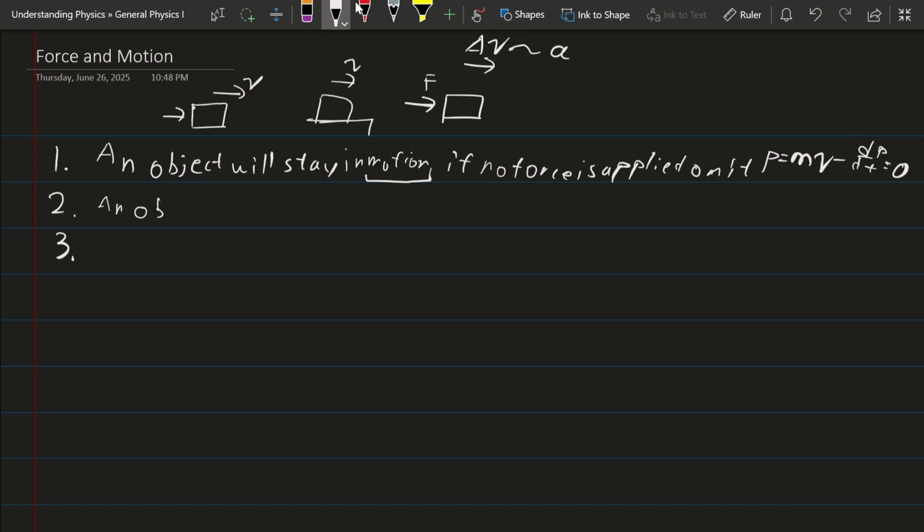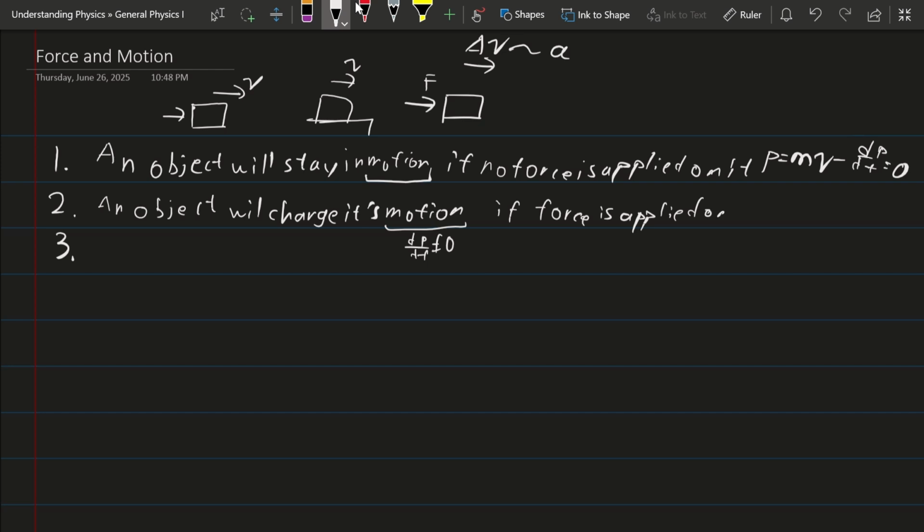An object will instead change its motion, i.e., dp over dt is not 0, if a force is applied on it. So basically this states that if you have a force, this is the dp over dt. And this is the definition of force.